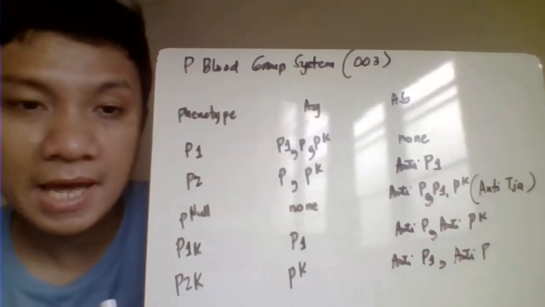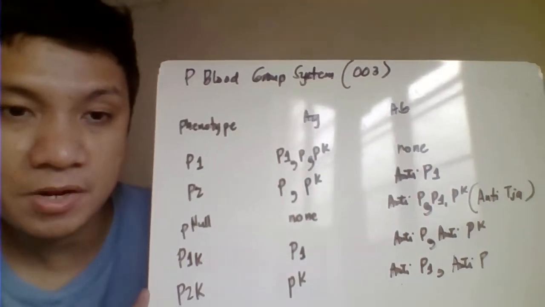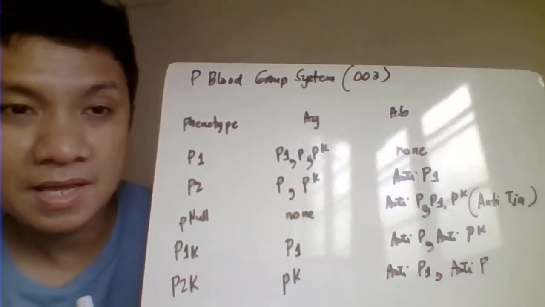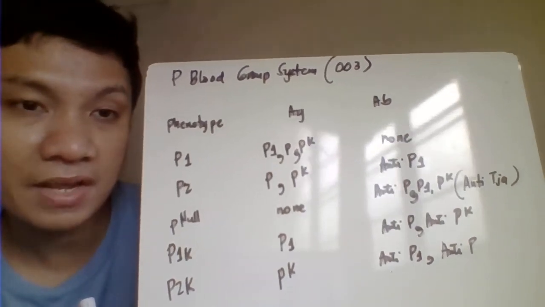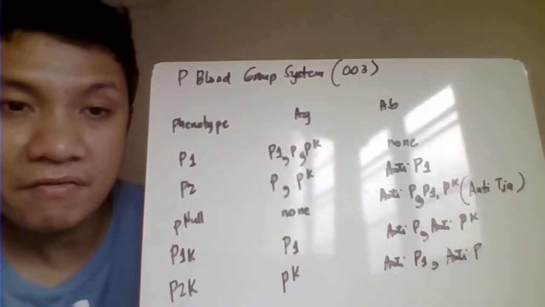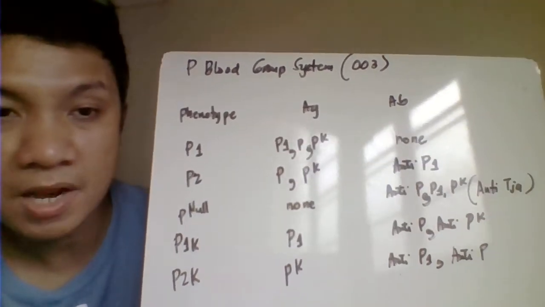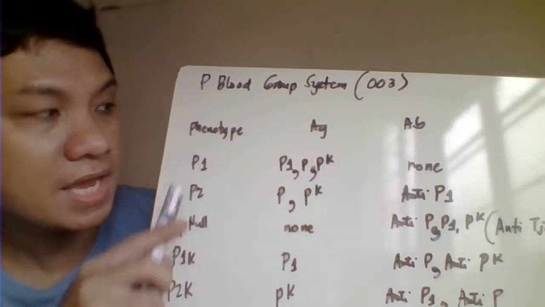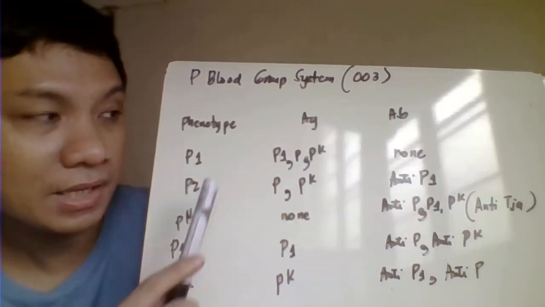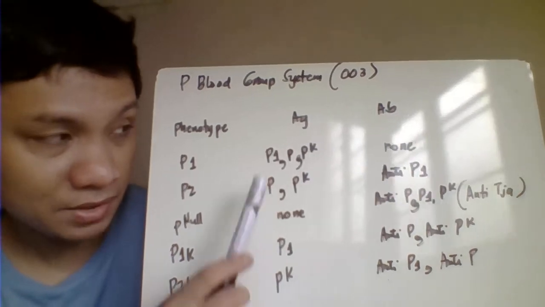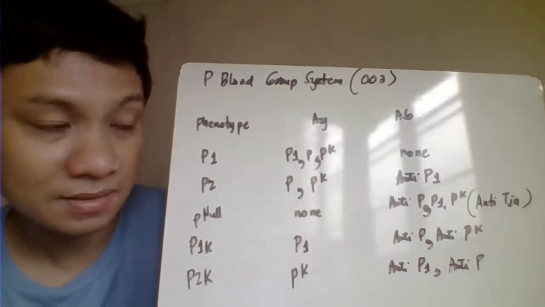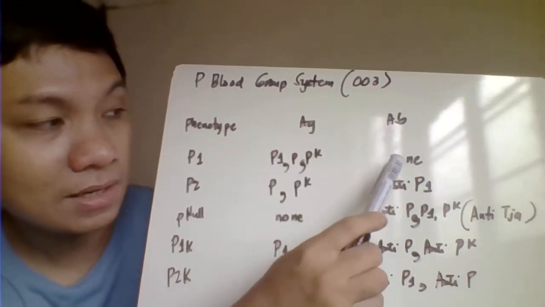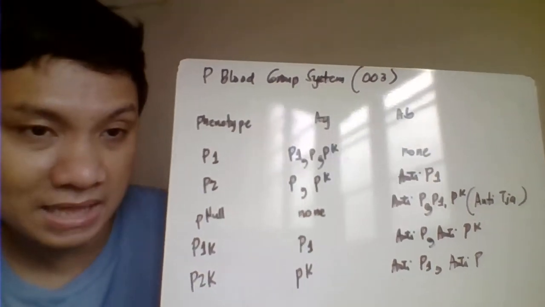Okay, now we go to the next blood group system. We have here the P blood group system. The P blood group system has been designated by the 003 ISBT classification number. We have different phenotypes related to your P blood group system. This includes your P1. The P1 contains the following antigens: P1, P, and PK antigens. Since lahat siya merong antigen, do not expect na magkakaroon siya ng antibodies.